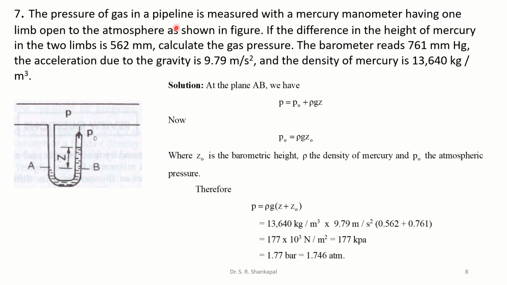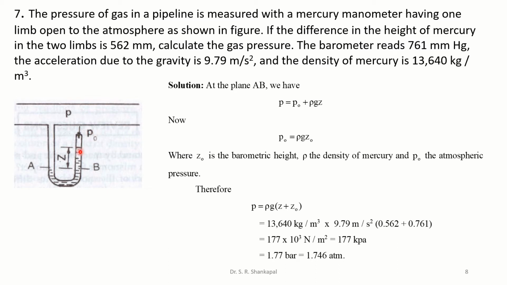The pressure of a gas in a pipeline is measured with a mercury manometer having one limb open to the atmosphere as shown in the figure. This is the pipeline through which a gas is flowing, and we have connected a U-tube manometer. One end is connected to the pipe, the other end is open to the atmosphere. P is the pressure of the gas that is flowing. P0 indicates the atmospheric pressure.